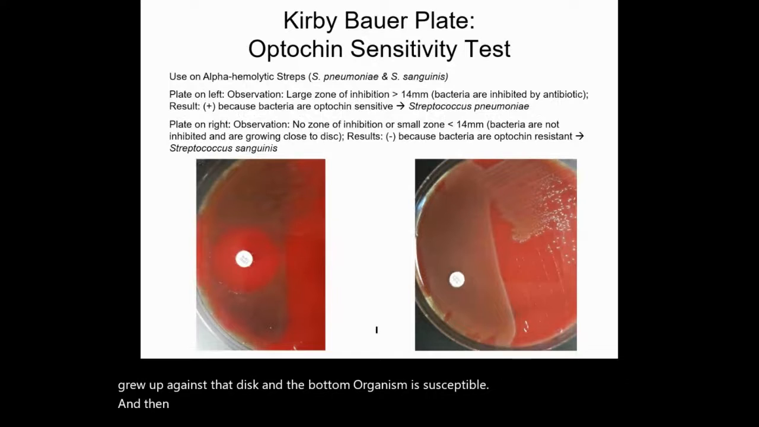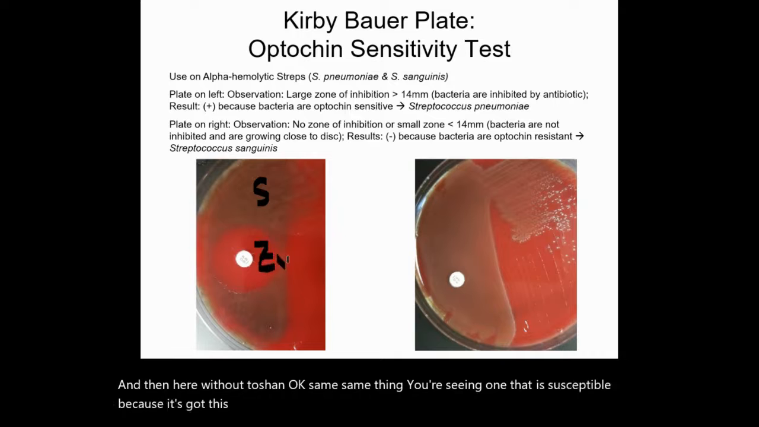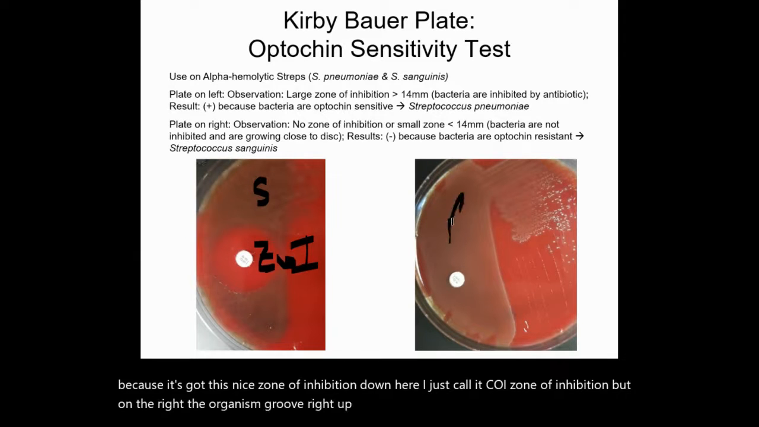And then here with optochin, same thing. You're seeing one that is susceptible because it's got this nice zone of inhibition down here. I just call it ZOI, zone of inhibition. But on the right, the organism grew right up against that disc. So this organism is resistant to it.